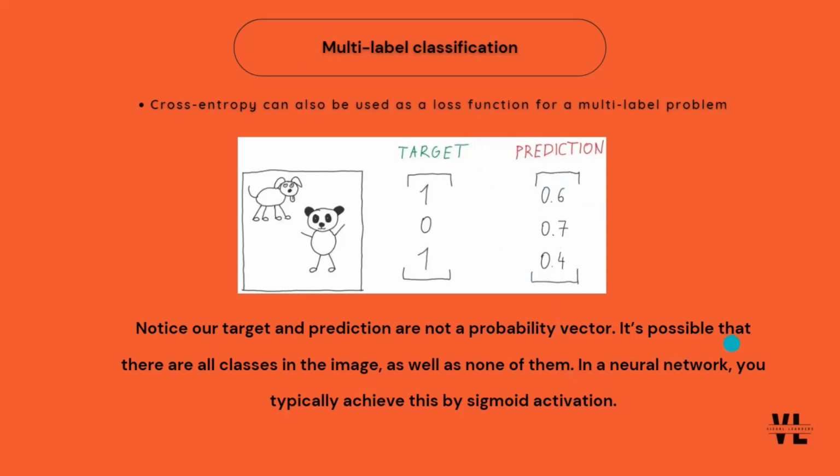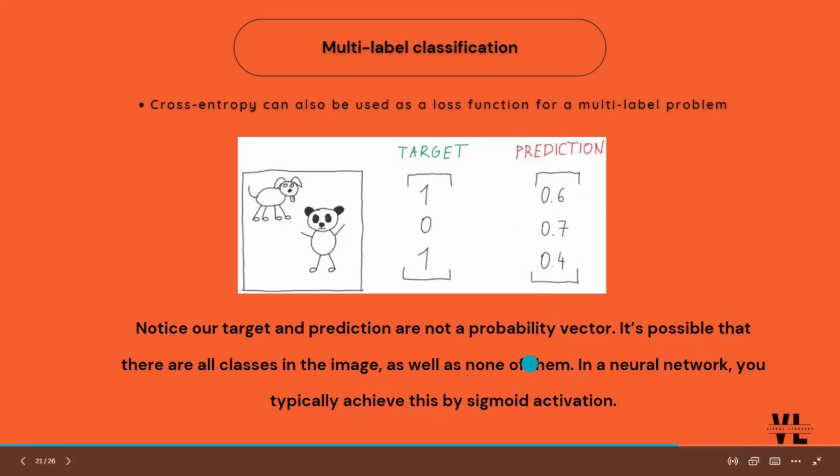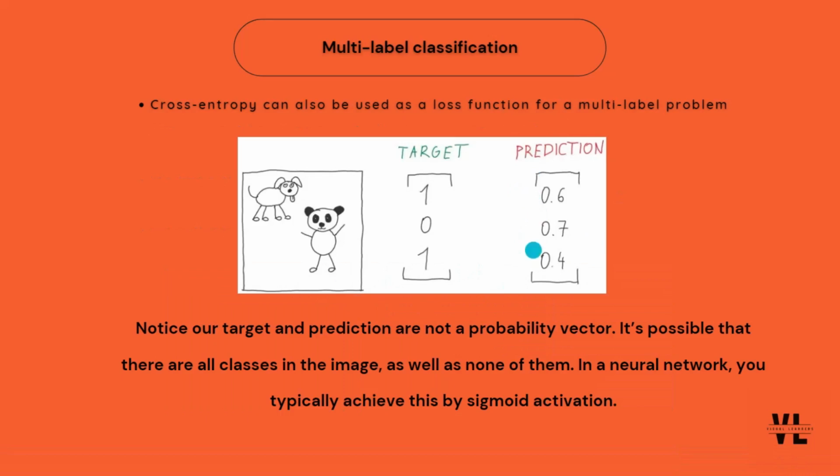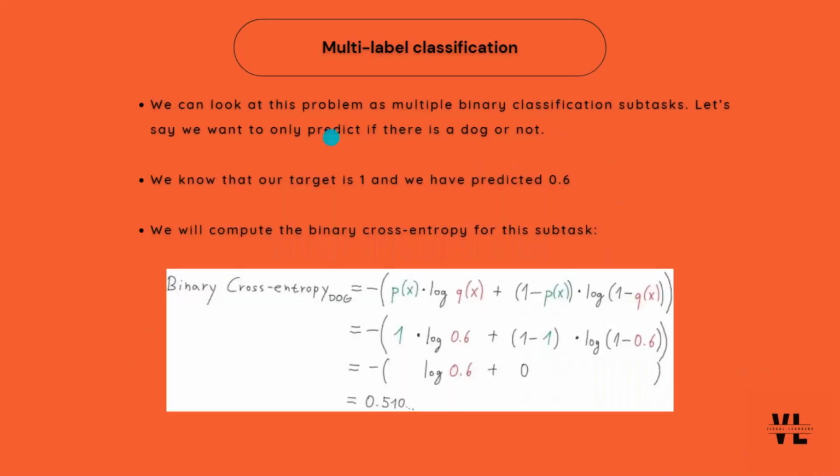In a neural network, you typically achieve this by using a sigmoid function for each of the classes. So let's see how to fix the problem of the probabilities not summing up to 1. We can look at this problem as multiple binary classification subtasks. Let's say we want to only predict if there is a dog or not. So we're going to treat the cross entropy for each class as a binary cross entropy problem.